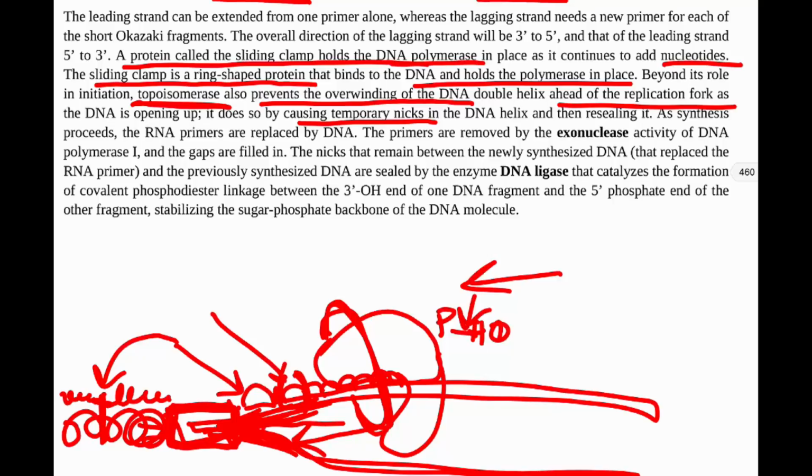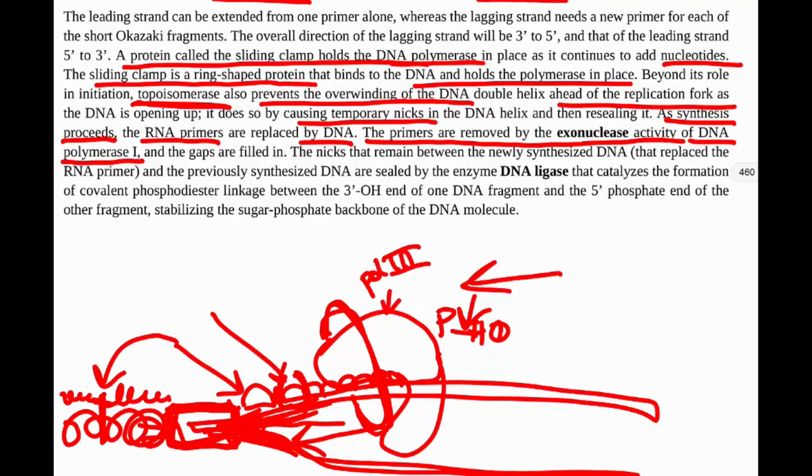So as our synthesis proceeds, the RNA primers are going to be replaced by DNA. Back to the Okazaki fragments, we have all of these little chunks of RNA primers with DNA. So we need to get the RNA out of there so that we can fill it in with DNA. The primers are removed by exonucleases, so the exonuclease activity of our DNA polymerase 1. Remember, we have DNA polymerase 1, DNA polymerase 2, and DNA polymerase 3. DNA polymerase 3 is the one making those bonds between the hydroxyl and the phosphate.